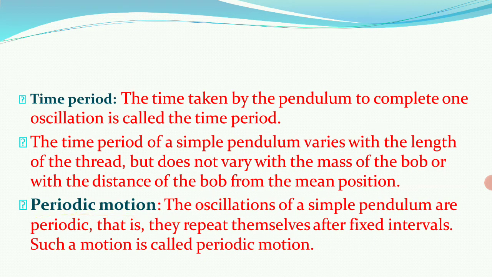Next, periodic motion. The oscillations of a simple pendulum are periodic, that is, they repeat themselves after fixed intervals. Such motion is called periodic motion.